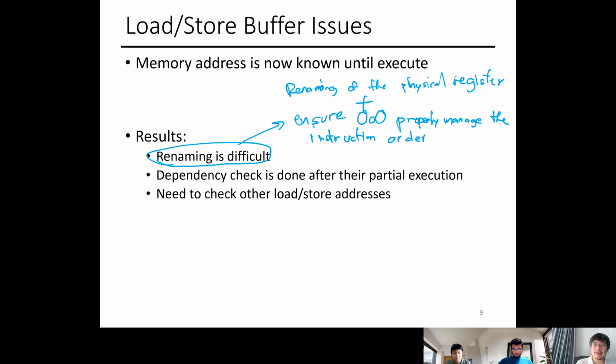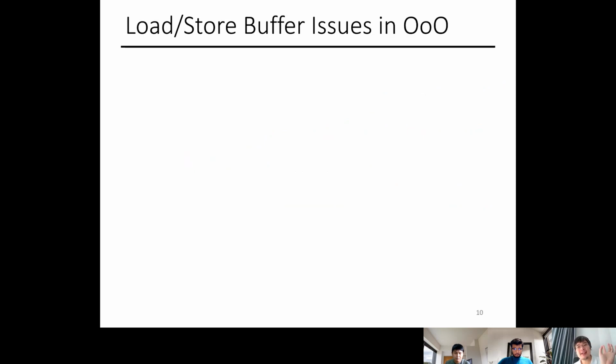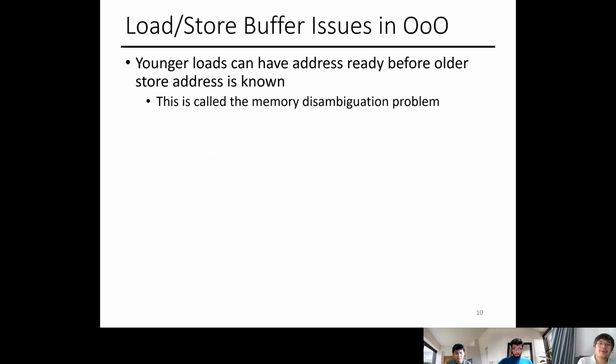But the problem is difficult because you have a dependency check, right? But this has to be done after the partial execution because the address is known in execute. And it also has to check other load and store addresses, right? And that's our issue in out of order. This issue is called the memory disambiguation problem. You need to disambiguate between many unknown addresses.